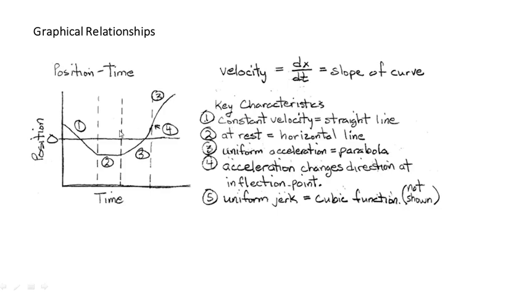Here are some key characteristics of a position time graph. A straight line, as shown in segment 1, is constant velocity. A horizontal line, also known as a flat line, as shown in segment 2, is an object at rest. Uniform acceleration is a parabola, as shown in segment 3, and this can be an upward-facing parabola or a downward-facing parabola. Point 4 is an inflection point, and it shows where acceleration changes direction. And also, uniform jerk will result in a cubic function. That is not shown here.